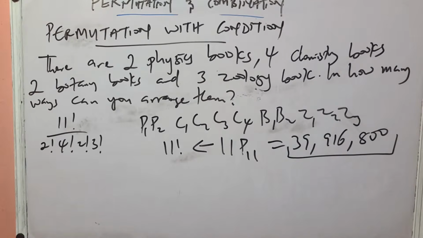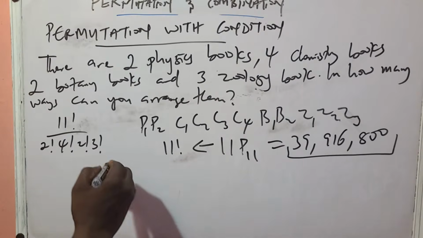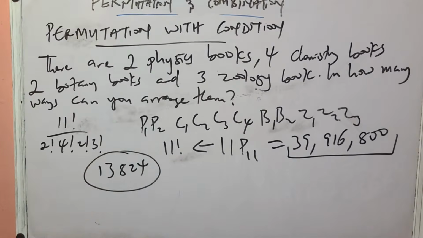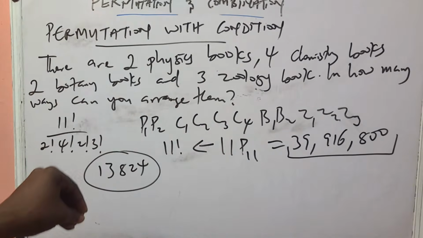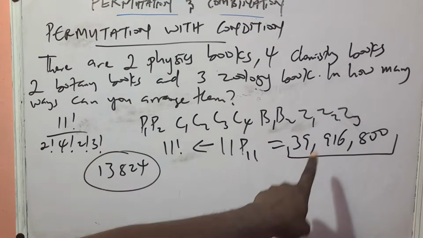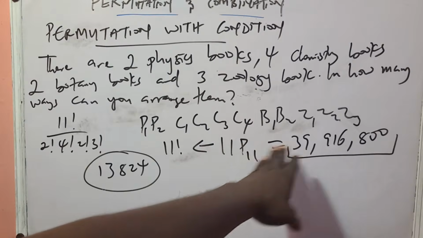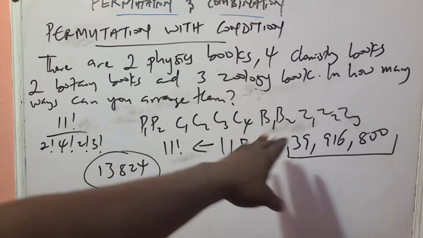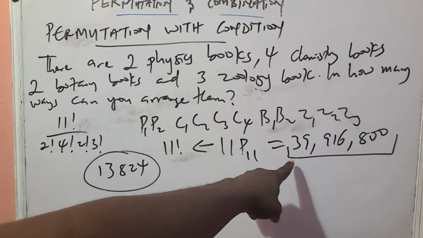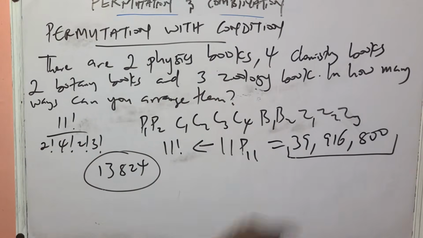Don't forget, in the last question, we got our answer to be 13,824, right? So we said 13,824 was the number of ways we could arrange them in such a way that the books of the same types were together. This 13,824 is inside this place. It's really inside this place because in all of this permutation we did here, this 11 factorial that we didn't do anything to, we are going to have arrangements where the books of the same types were together inside here also.